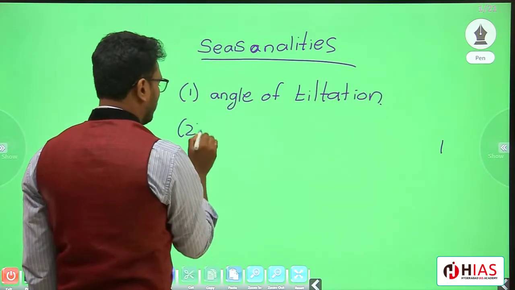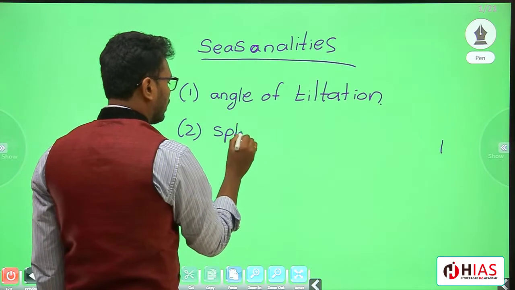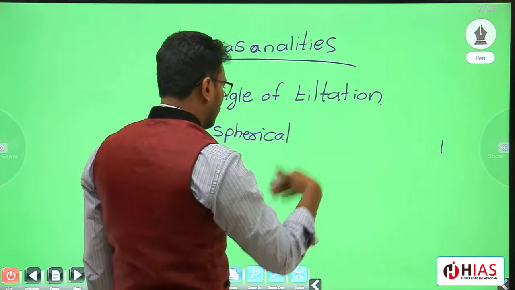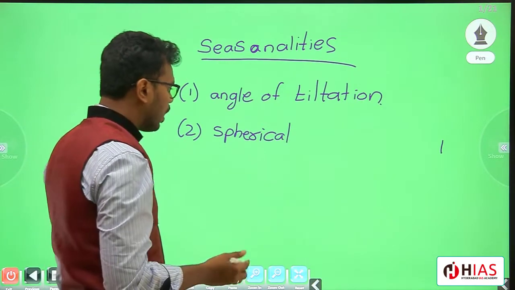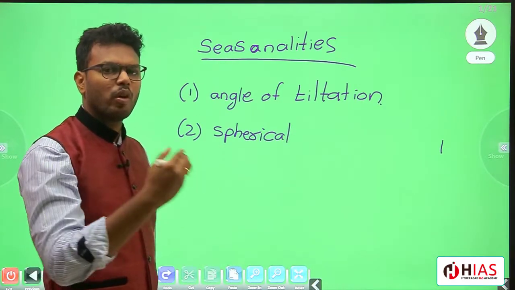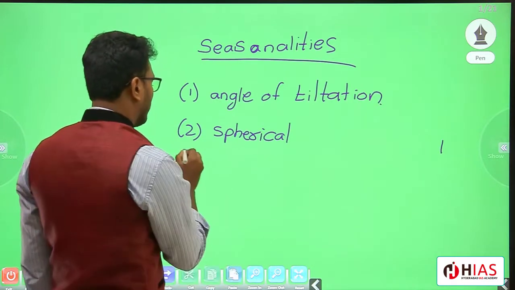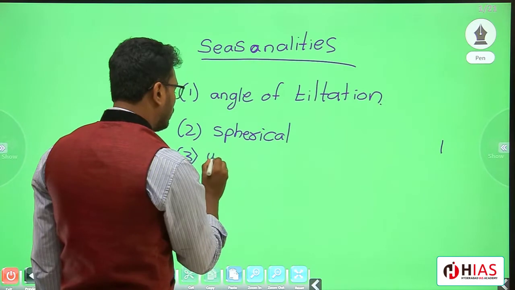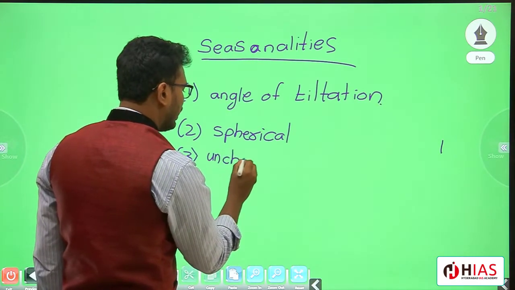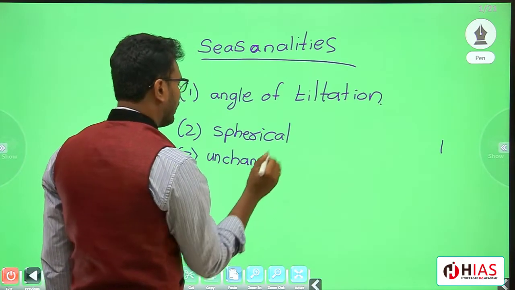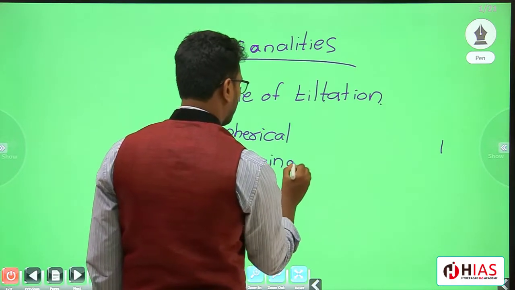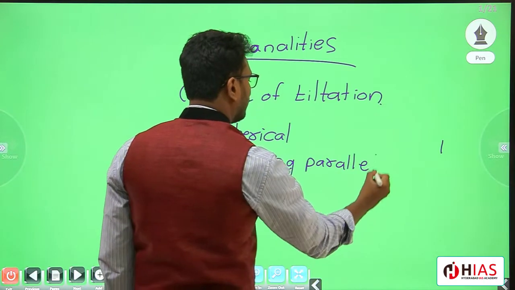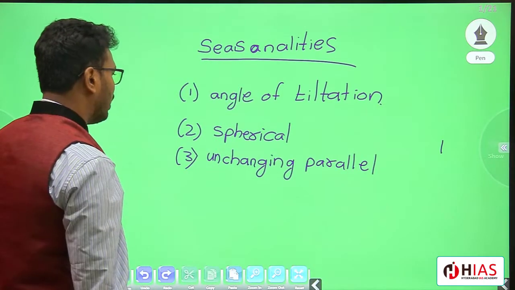Then after that, the spherical shape of the Earth. This is also one of the reasons, because of the quantity of sunlight that is falling on different parts of the Earth's surface. So the second thing is the spherical shape of the Earth. And the third thing is unchanging parallel orientation. Okay, so what is the meaning of this unchanging parallel orientation?